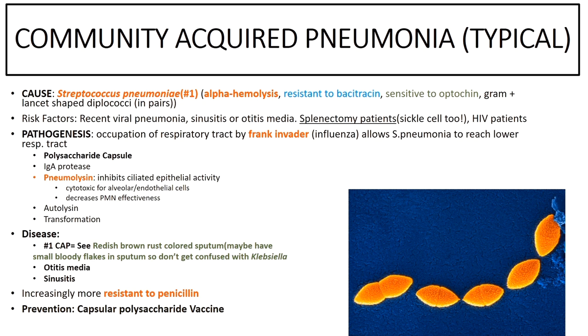All right, so now on to our pneumonias. So community-acquired pneumonia, and we're going to start with our typicals. The most common cause of community-acquired typical pneumonia is going to be your Streptococcus pneumoniae. This is alpha hemolytic. It's resistant to bacitracin. So this is a weird test, and I have this in blue. Usually what we do for the alpha hemolytic streps is we test them with optochin. If it's sensitive, it's Strep pneumoniae. If it's resistant, then that's going to be your viridans group.